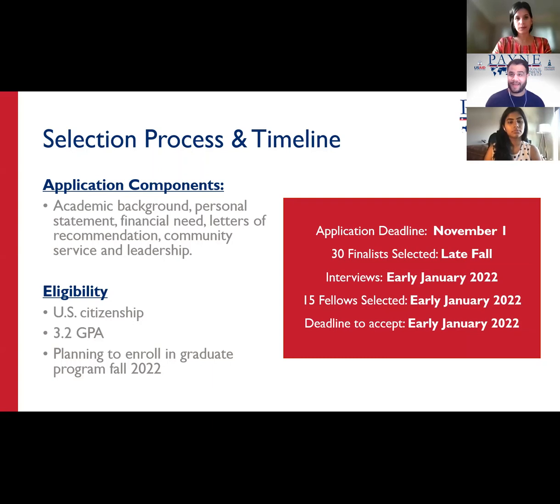If you're interested in applying for the Payne Fellowship, just not right now, just know that you should always be looking one year ahead for graduate school. So if you want to start graduate school in fall 2023, you'd apply for the Payne Fellowship in fall 2022, and so on and so forth.